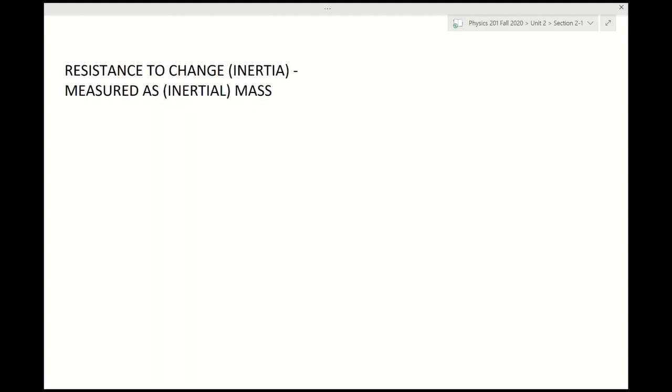The first law, the law of inertia, giving us the idea that the resistance to change in motion is based upon mass, gives us the idea and the concept that mass is a resistance to change as opposed to mass being something that's taking up space.